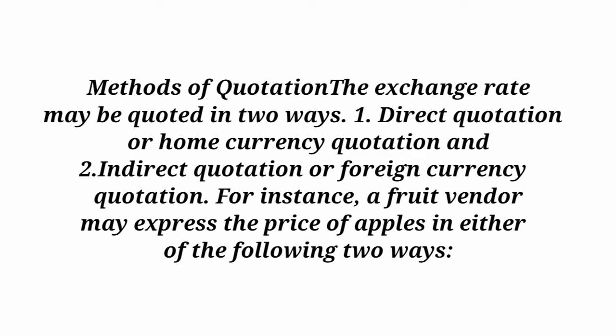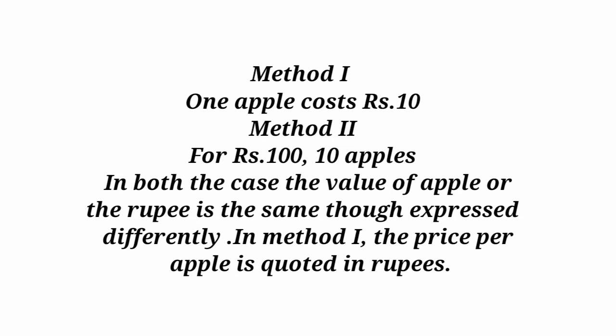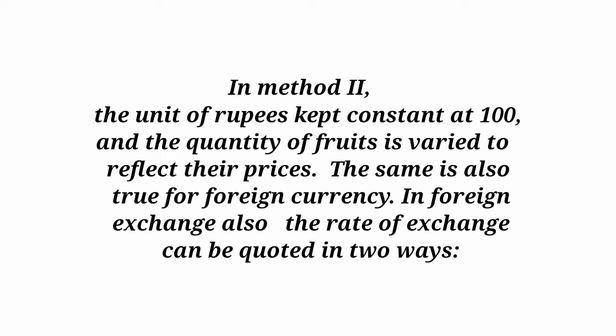For instance, a fruit vendor may express the price of an apple in either of the following two ways. Method 1: One apple costs Rs 10. Method 2: For Rs 100, 10 apples. In both cases, the value of the apple or the rupee is the same, though expressed differently. In method 1, the price per apple is quoted in rupees. In method 2, the unit of rupees is kept constant at 100 and the quantity of fruits is varied to reflect their prices.